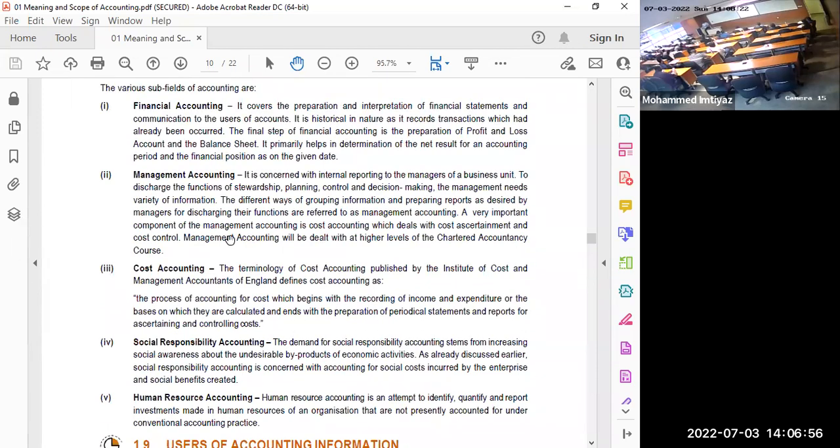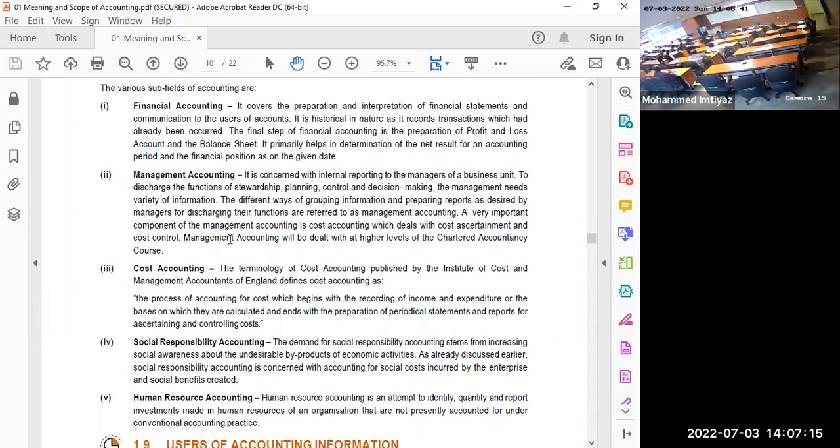Okay, there is some classification of accounting, subcomponents of accounting. Academically, we use this classification. In companies, of course, all are together and happening simultaneously, but academically we have some differences in accounting. One is financial accounting. Whatever we discussed so far is financial accounting.